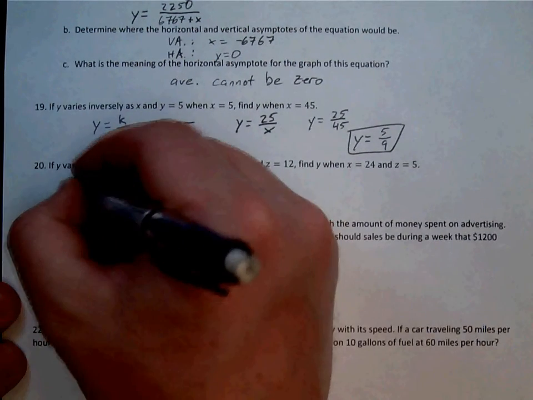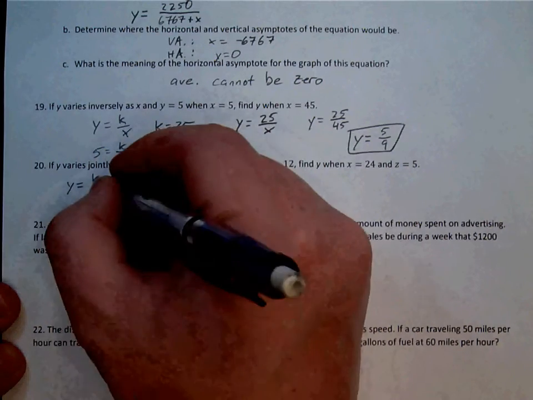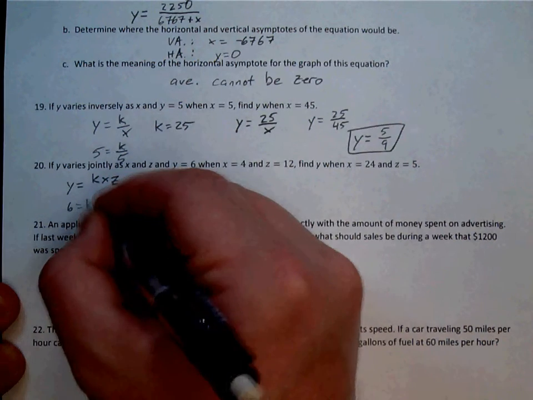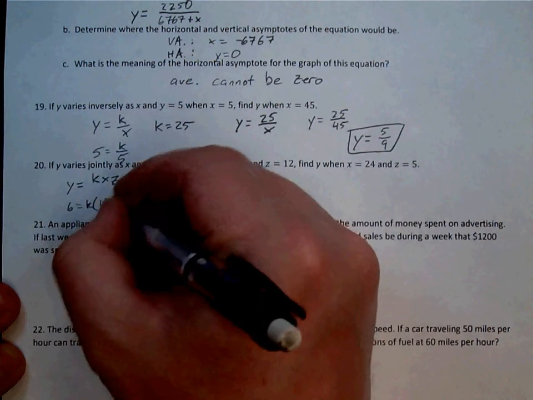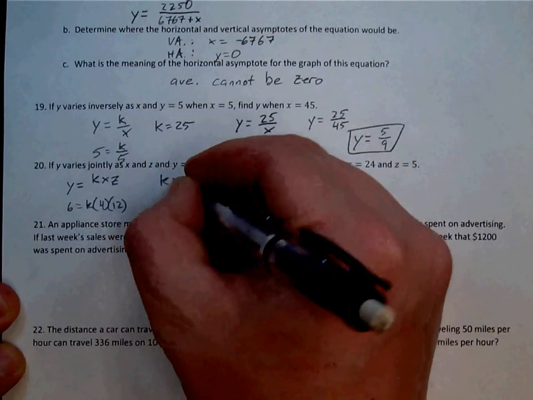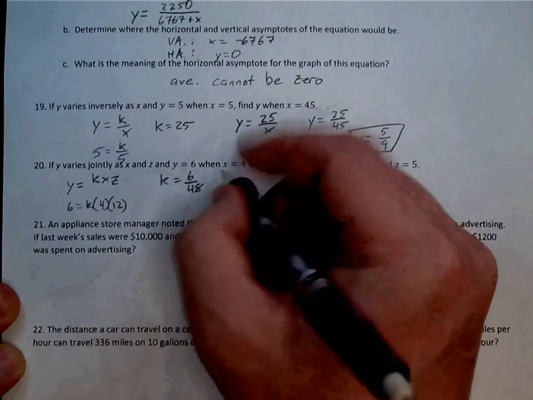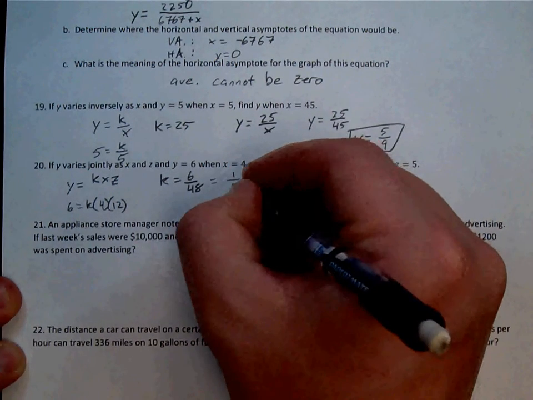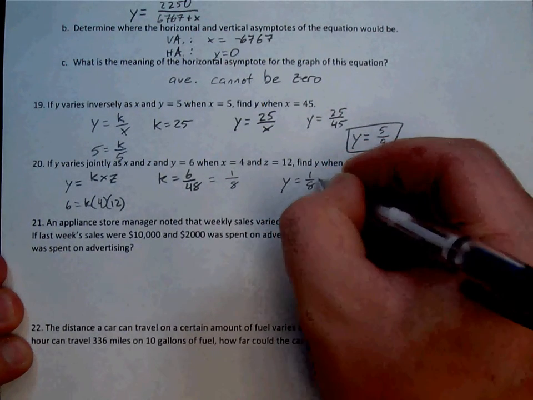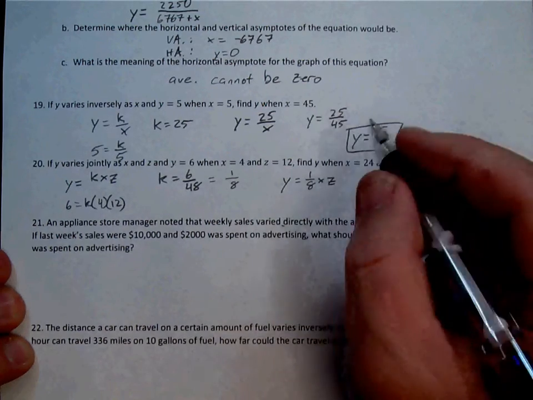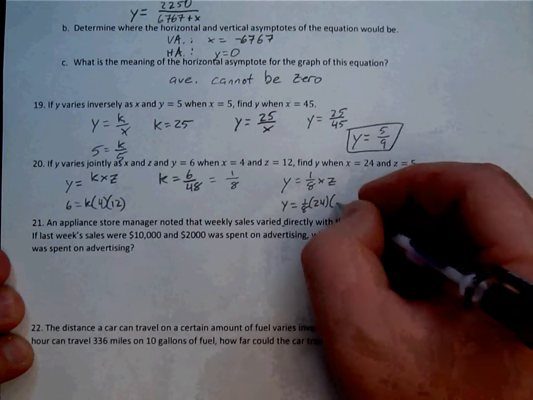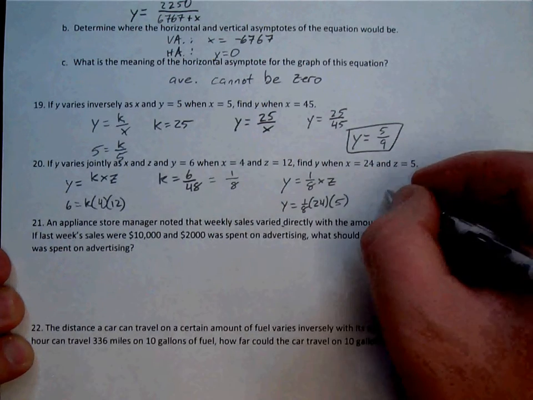Number 6, y varies jointly as x and z. So y is 6, when x is 4, and z is 12. It's 48. Divide by 48, k is equal to 6 over 48. That will simplify to 1/8. So k is 1/8. So my equation, y equals 1/8 times x times z. So find y when x is 24 and z is 5. 1/8 of 24 is 3 times 5 is 15. So y equals 15.